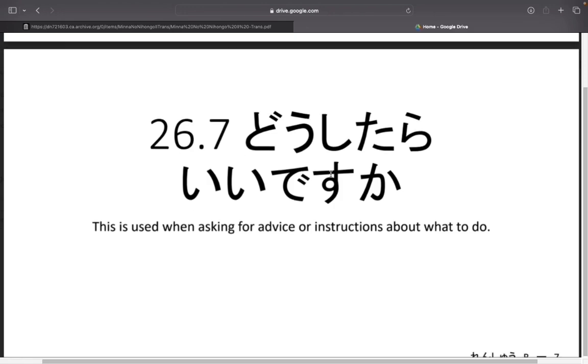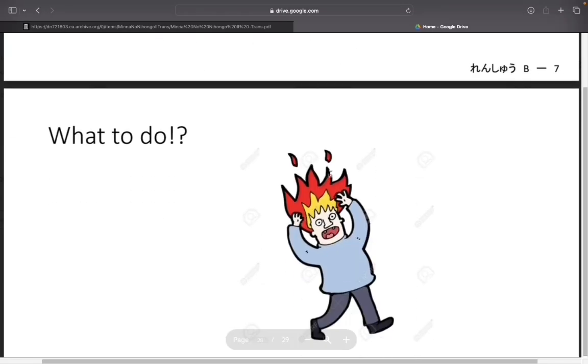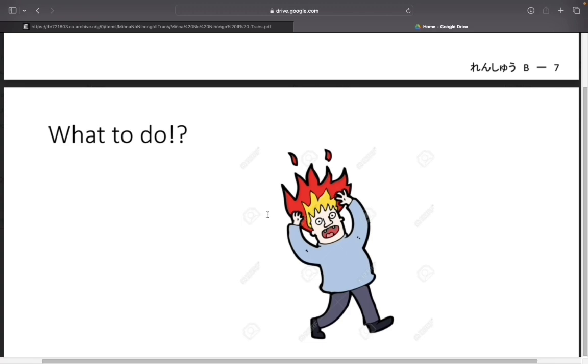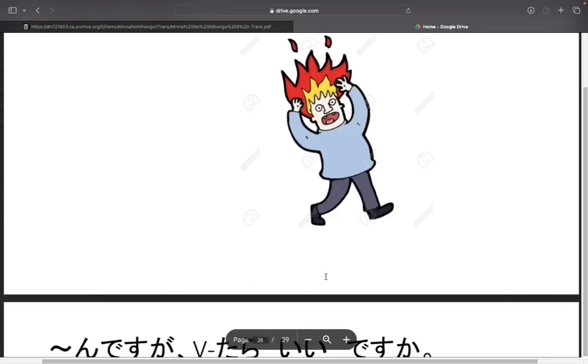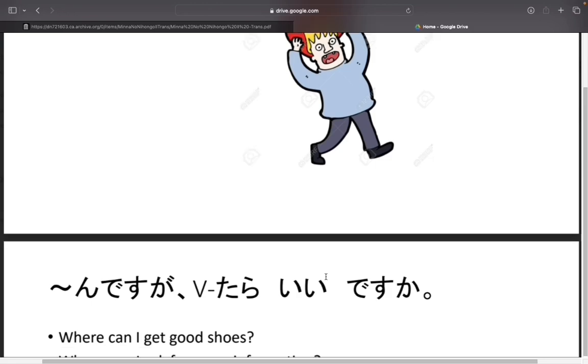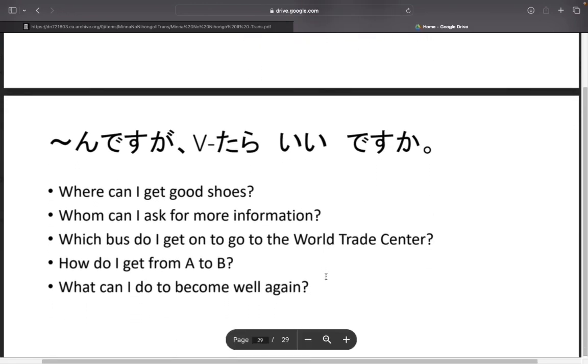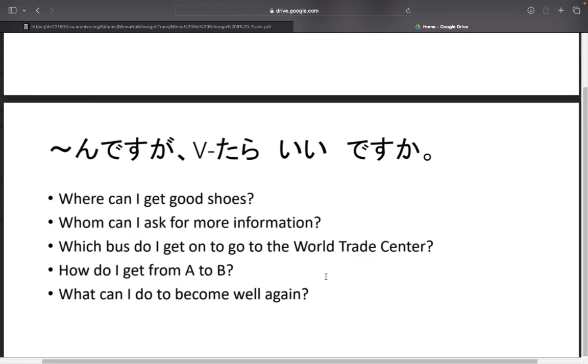Okay. Now asking for advice. Another important pattern. What should I do? Okay. So you can combine it like this. What should I do? What to do? Okay. You can combine it like this with んです, for example, I'm sick. What should I do? I don't understand this. What should I do? So remember, んです is not just a grammar point, it's communication.